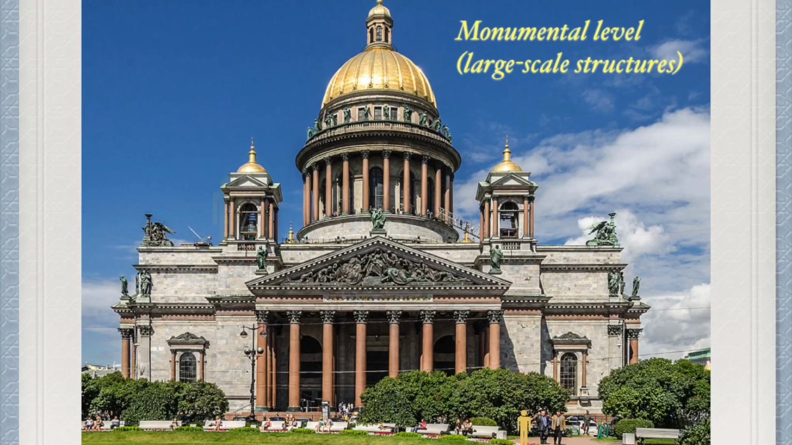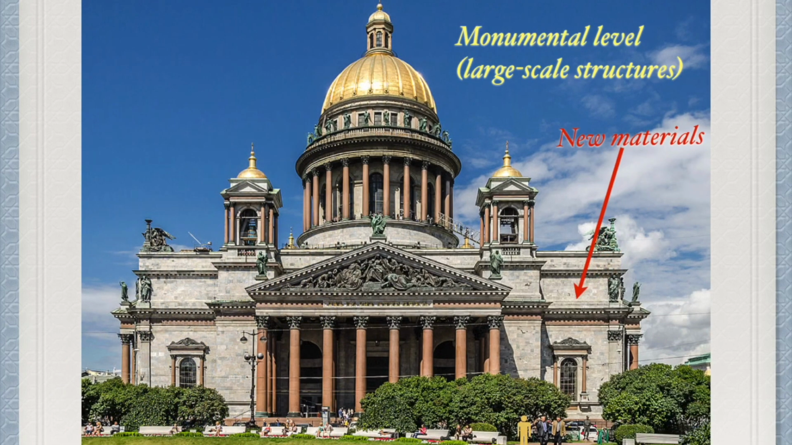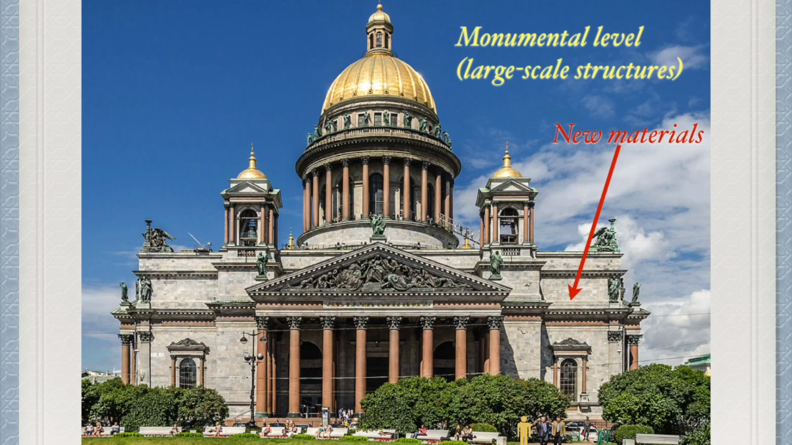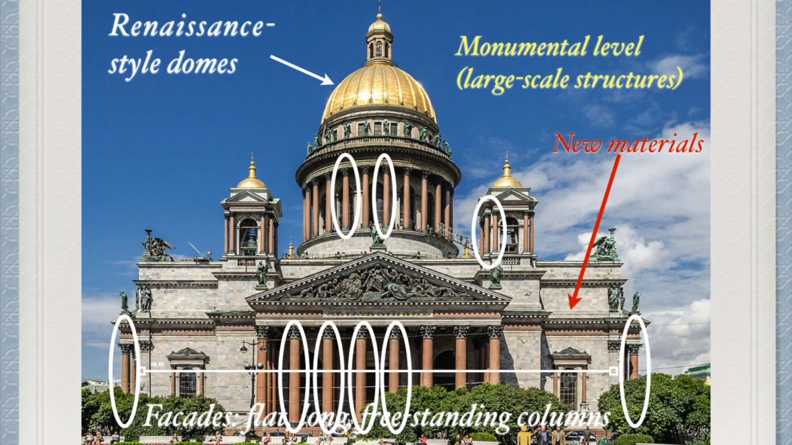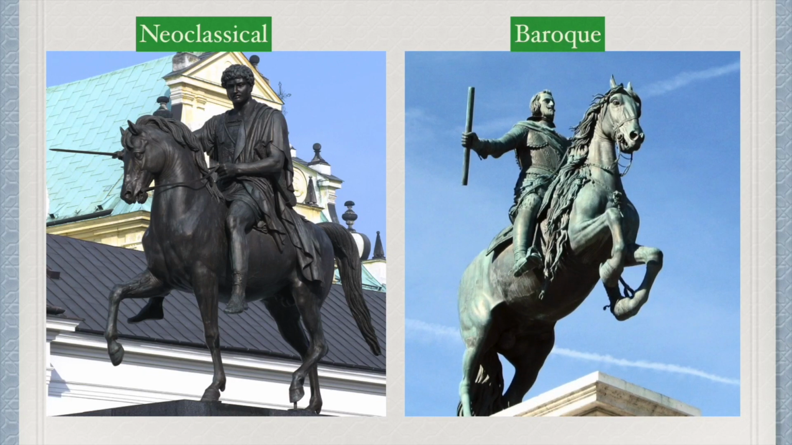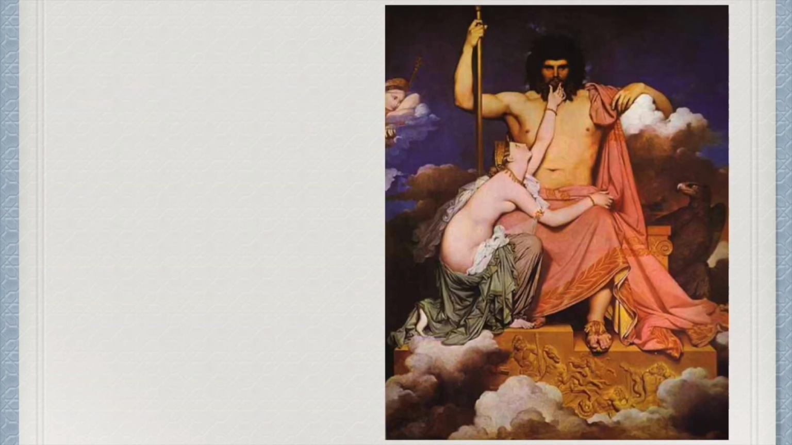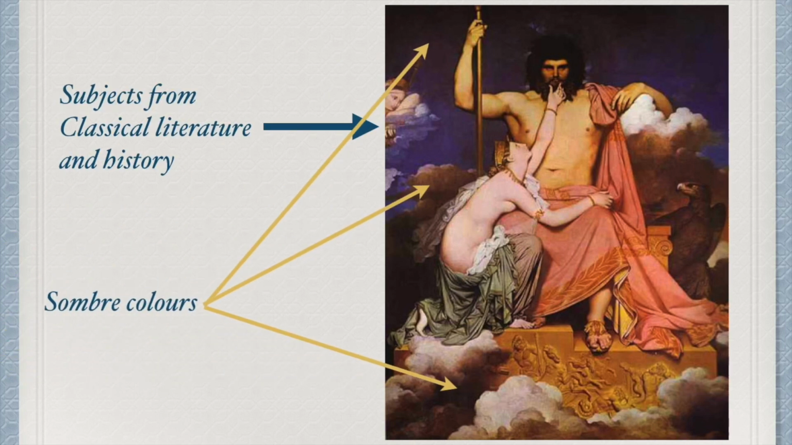Monumental level, structures made at large scale. New materials like cement, concrete or steel. Renaissance style domes, and flat facades with long freestanding columns and triangular pediments. Neoclassical sculpture is unemotional, heroic, and more restrained than Baroque sculpture. Painting is characterized by subjects from classical literature and history, somber colors, and occasional brilliant highlights.